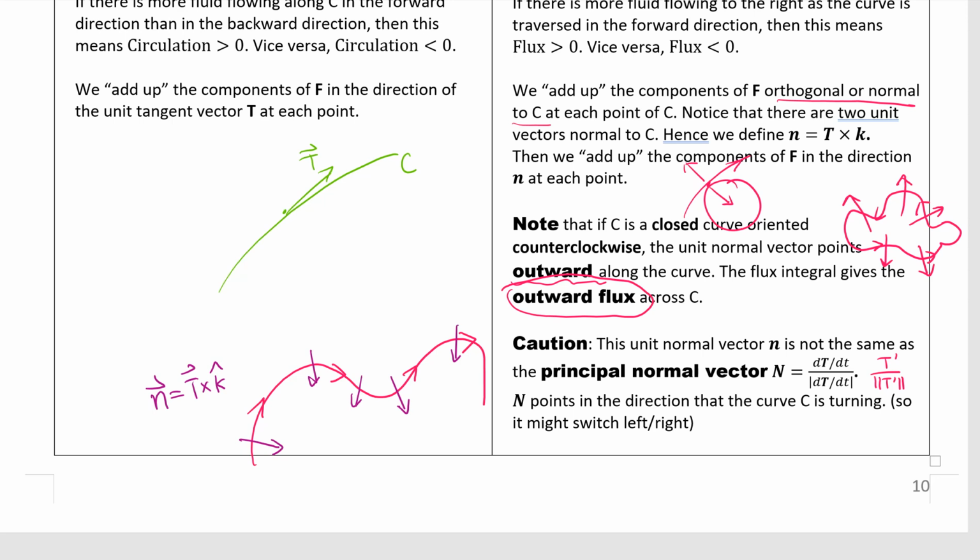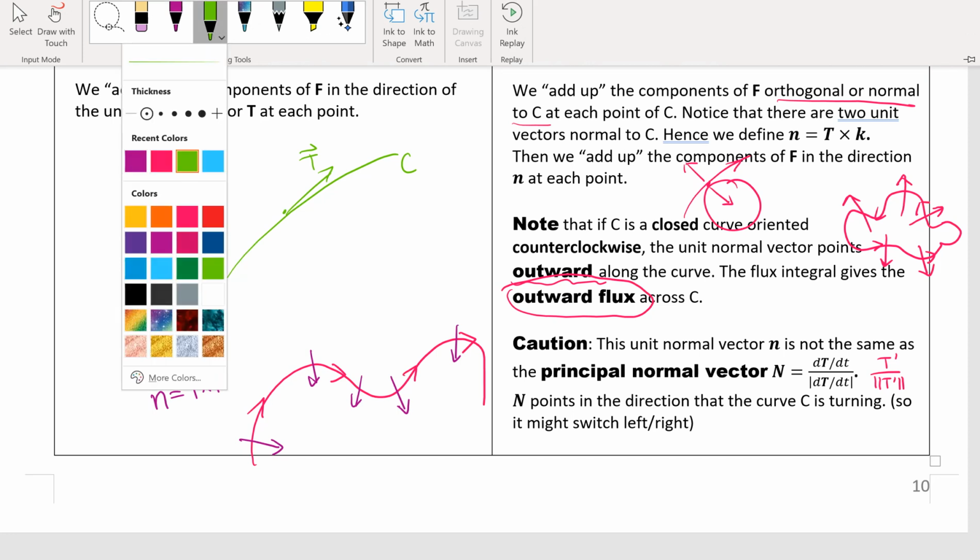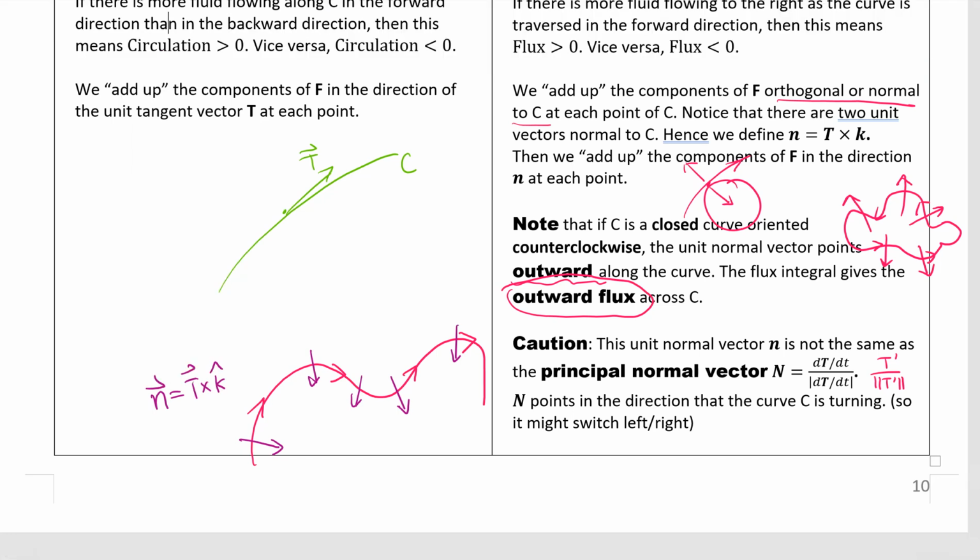But now how about our principal normal vector? Well, which color do you like? Do you like blue? Okay, the principal, so there's an extra word, principal normal vector, and we use capital N. Well, this is t prime over the magnitude of t prime. And it is the direction in which the curve turns. So here it turns to the right. So it's to the right. Here it turned to the right.